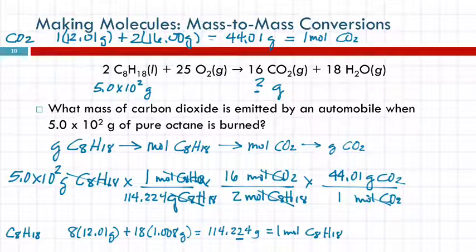So my calculator is giving me 1541.18 and some other digits. The unit is going to be grams of CO2. I need to consider significant figures. So this has 2 sig figs, so this should end with 2 sig figs. Do not round that to 15.